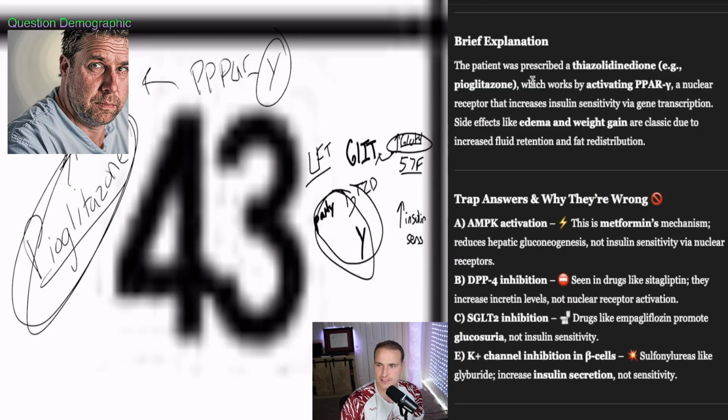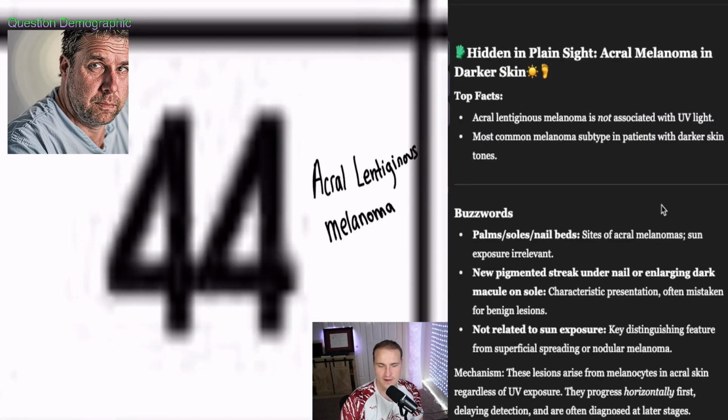Now let's look at these explanations. Activates PPAR-gamma: edema, weight gain. AMPK would be metformin. DPP-4 inhibition, sitagliptin. SGLT2 acts in the kidney and promotes glucosuria. Potassium channel inhibition, sulfonylureas, causing insulin secretion. Cool beans.